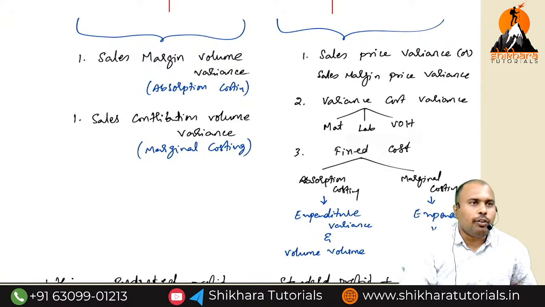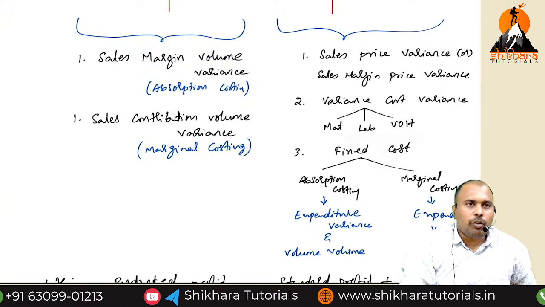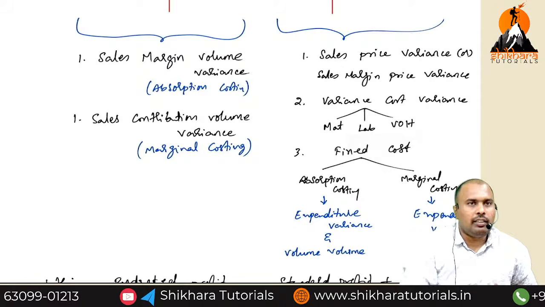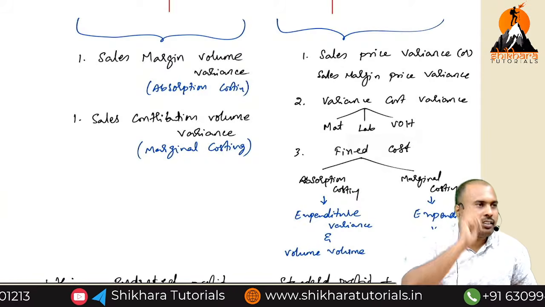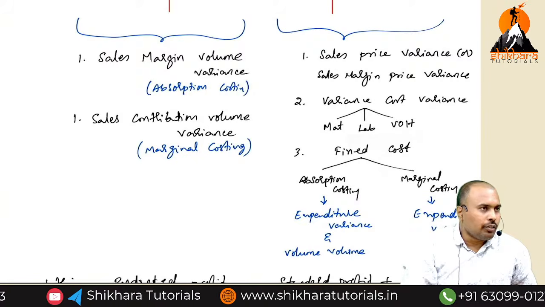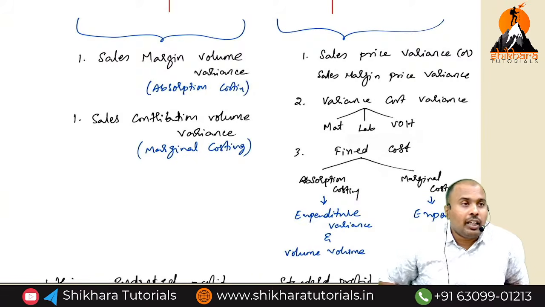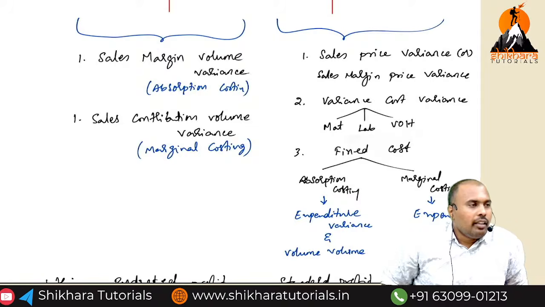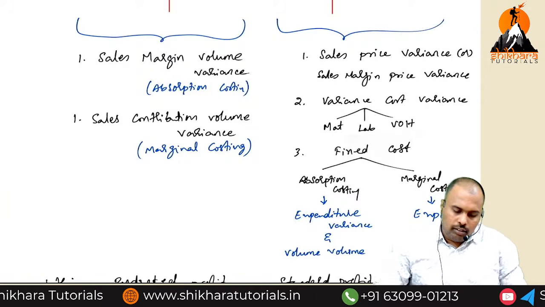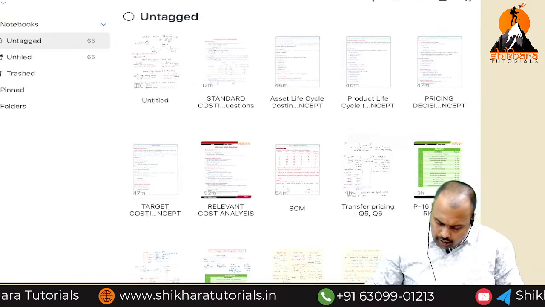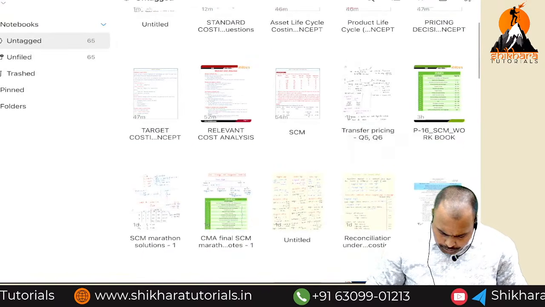Now, what about fixed cost, sir? Under absorption costing, you adjust the fixed overhead cost variance. We know that the fixed overhead cost variance is nothing but the summation of volume variance and expenditure variance, so adjust both. But under marginal costing, we should adjust only the expenditure variance. Clear? Now, let me show you the statements also.